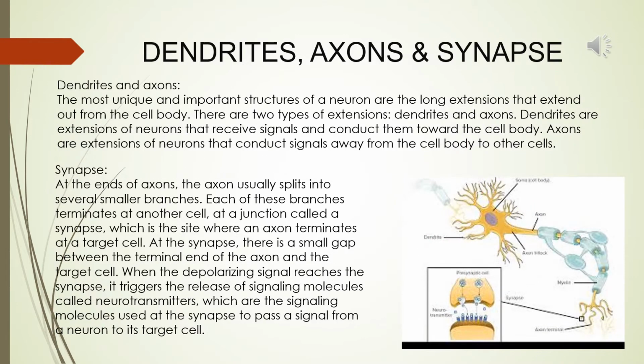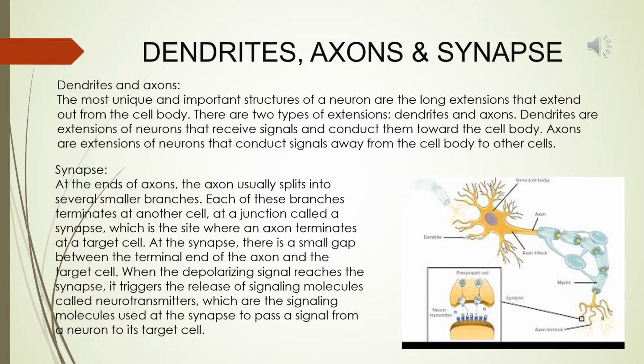I am describing dendrites, axons, and synapse. What are actually dendrites and axons? The most unique and important structures of a neuron are the long extensions that extend out from the cell body. There are two types of extensions, dendrites and axons. Dendrites are extensions of neurons that receive signals and conduct them toward the cell body. So dendrites are that kind of extension of neuron that receive the signal from others and conduct them towards the cell body.